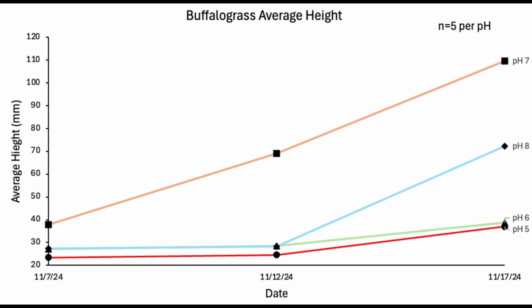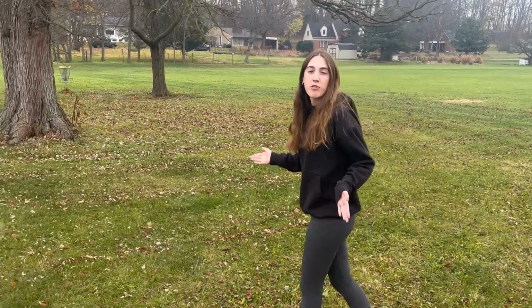Finally, we examined blade height over time using the average of the tallest 5 blades. pH 7 showed strong linear growth and ended with our tallest average at 110 millimeters. pH 5, 6, and 8 were fairly stagnant from collection checks 1 to 2. Then pH 8 exponentially increased, having the second highest average at 72 millimeters. pH 5 and 6 both showed slow growth from time intervals 2 to 3, with 5 ending as our lowest average at 37 millimeters.